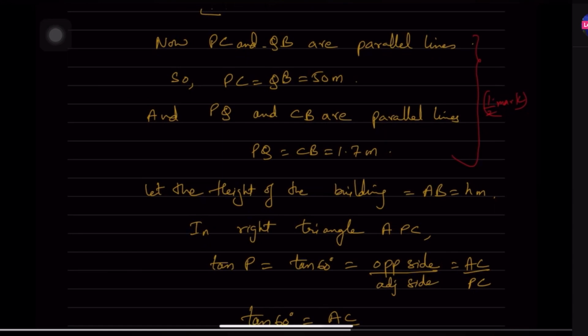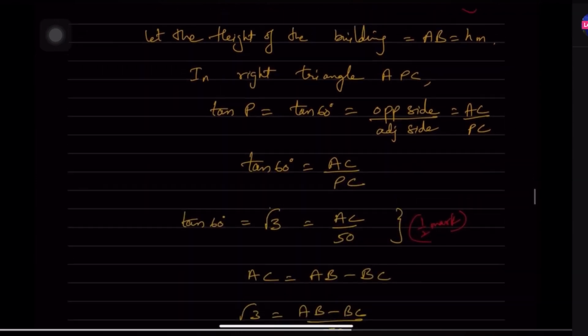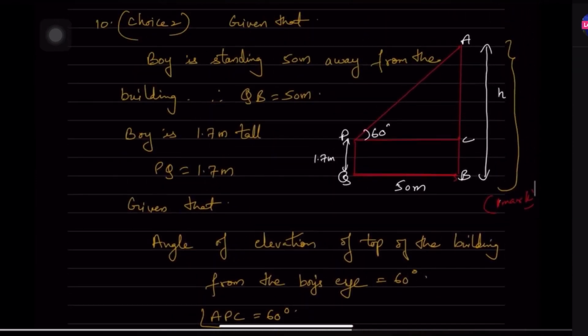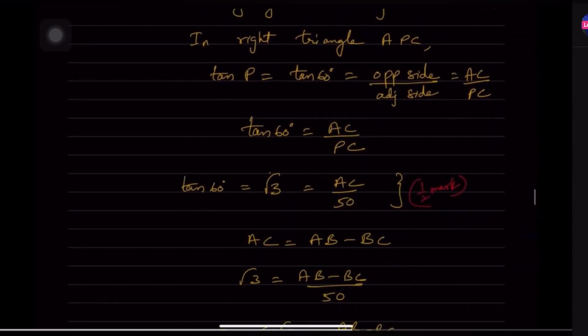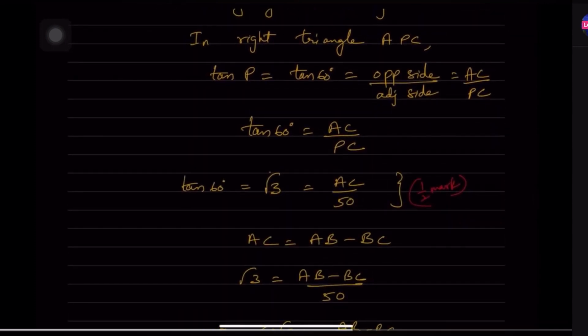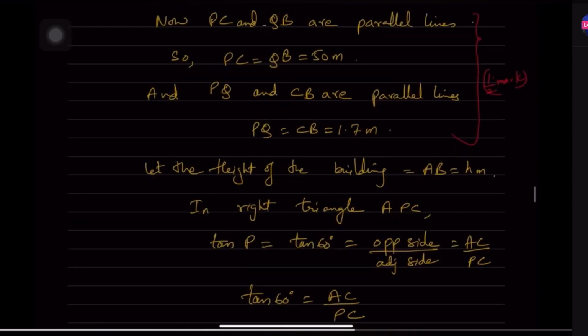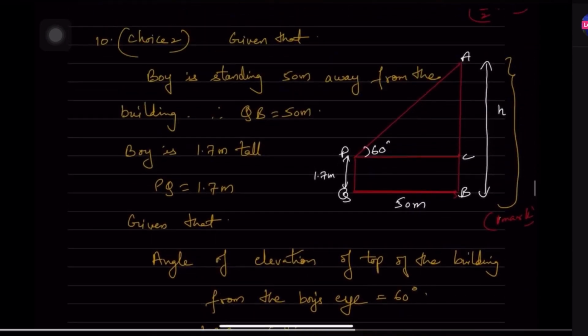Now let the height of the building be h meters. AB is equal to h meters. In right angle triangle APC, we have tan 60 is equal to opposite by adjacent side, that is AC by PC. Tan 60 is equal to AC by 50. Root 3 is equal to AC by 50, and you know that AC can be written as AB minus BC. This is equal to AB minus BC.